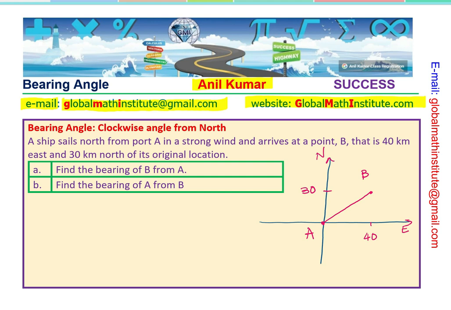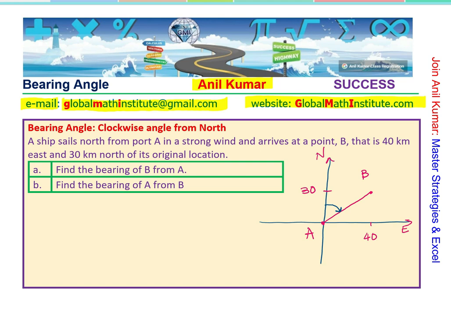Now the question is to find the bearing of B from A. So what does that mean? Bearing angle is the angle from north, clockwise. So that is the angle which we are interested in finding.